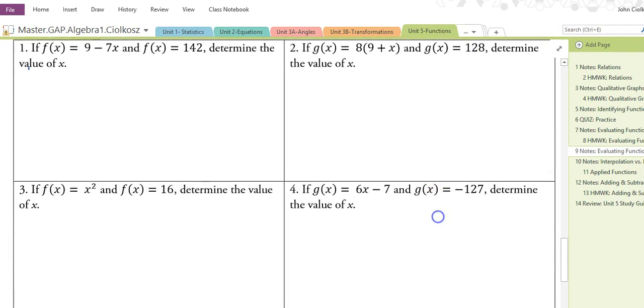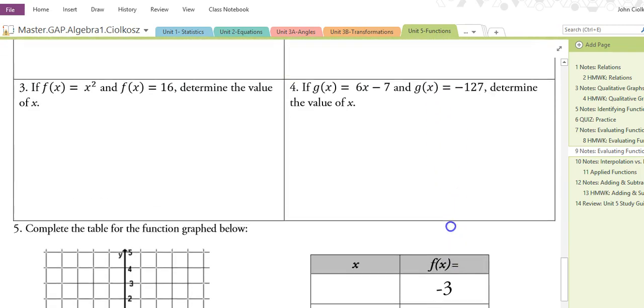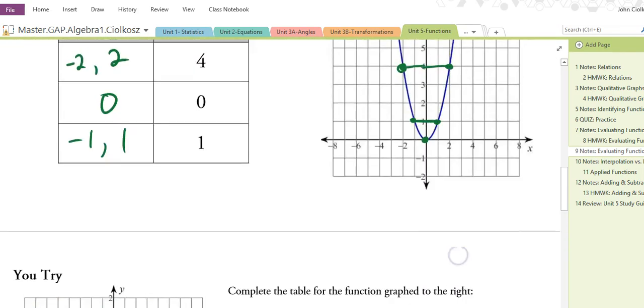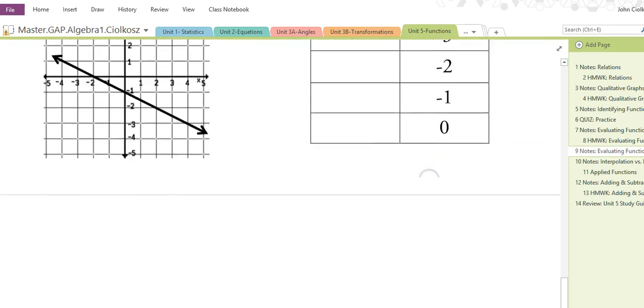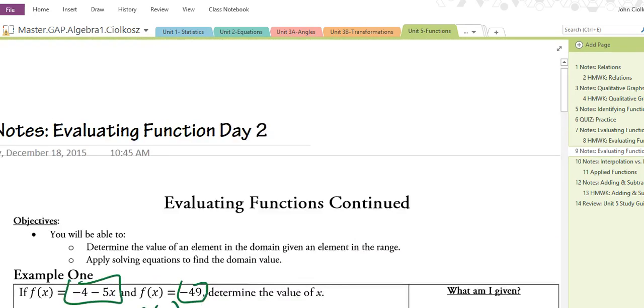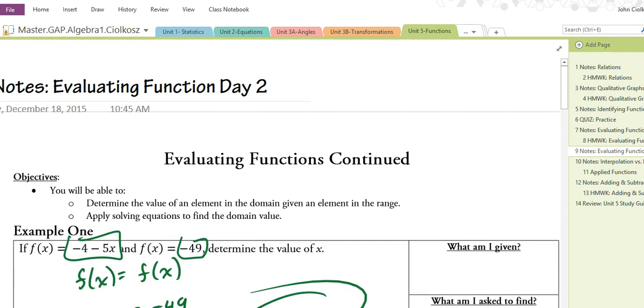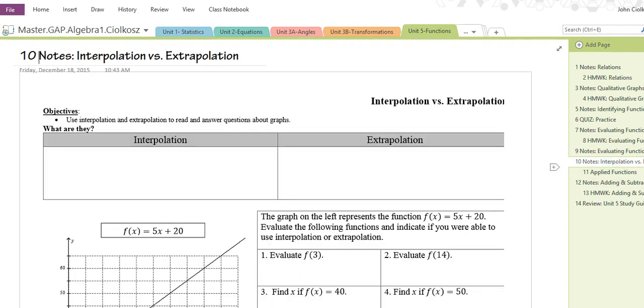From here, let's go ahead and complete all these problems on here, as well as, well, that's good for this homework. Let's just do all the problems on this. Once you've completed that, we're going to go ahead on to number 10 for some more notes. Alright, so a little bit of vocab here.